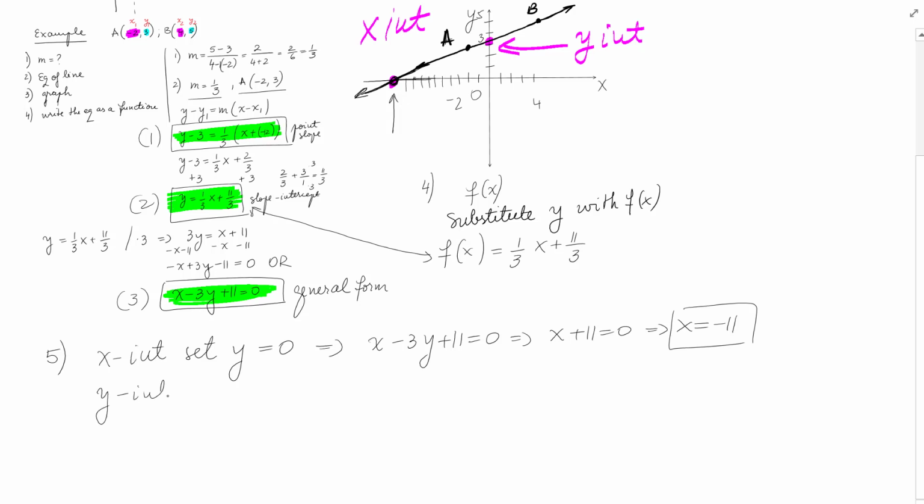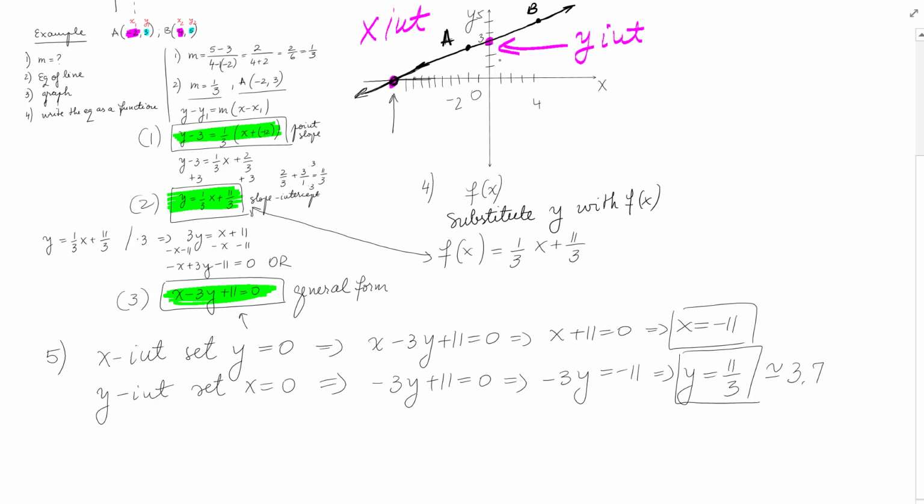Now to find the y-intercept, we set x equal to 0. In some problems, it's easy to read from the graph, but here it is not, so that's why we do it analytically. Again, in the general form, we're going to set this time x equal to 0. So we get negative 3y plus 11 equals 0, which means negative 3y equals negative 11, or y equals 11 over 3, which is approximately 3.7. Does it make sense to get 3.7? Well, we got more than 3, right? 3 was here, and we got more than 3.